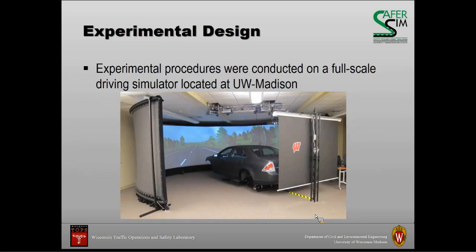Now, for the driving simulator experiment, we tested the effectiveness of a warning system. So we used the full-scale Ford Fusion driving simulator located at the University of Wisconsin-Madison. Participants, subjects, they can interact with this simulator and they can drive as if they're driving in a real car. The simulator can project a virtual world, and in addition to speed data, we were also able to collect position, lane position, steering angle, brake pedal, gas pedal position, along with other variables.